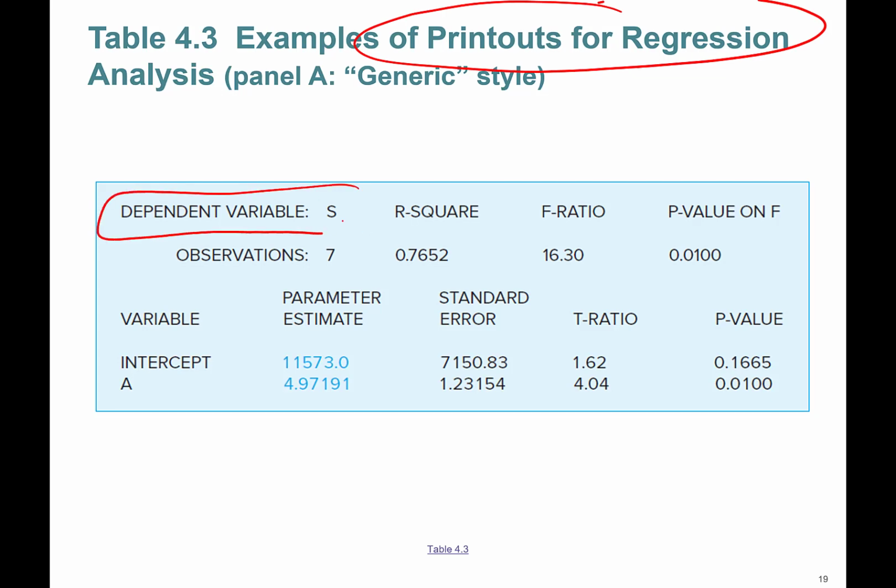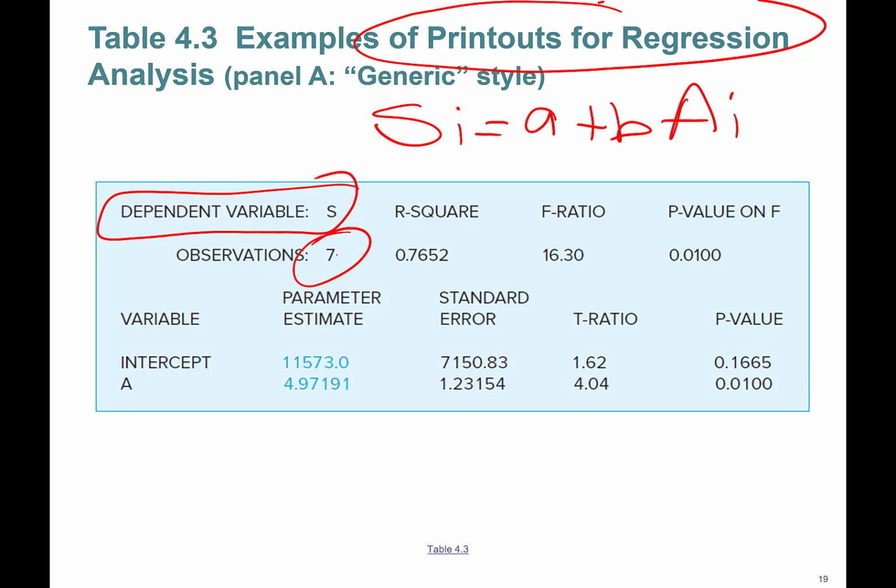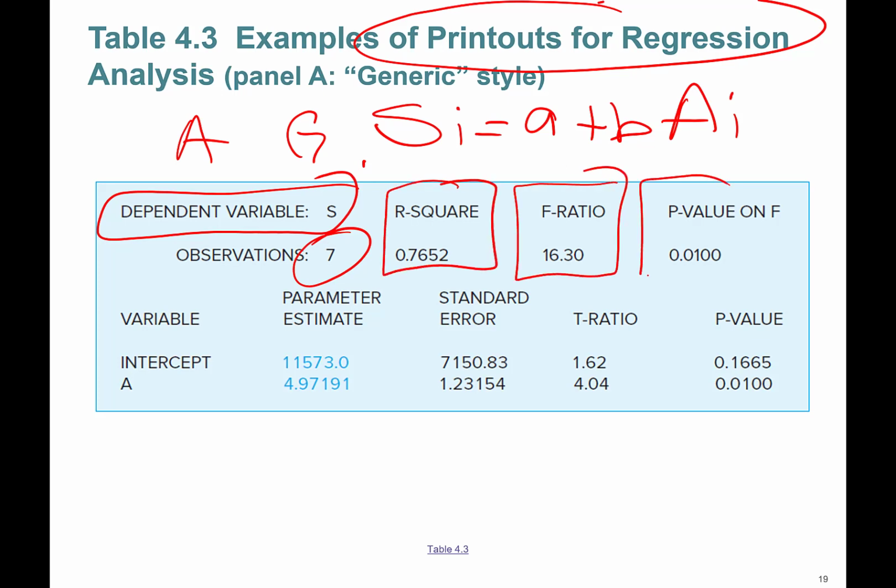It says dependent variable S. So I'm estimating this model, S equals A plus B times A. So you will see observations. This is the number of observations from A to G, 7 observations. You will see R squared, we'll talk about that, F ratio, P value on F. These are all very important. We'll talk about those in this chapter.